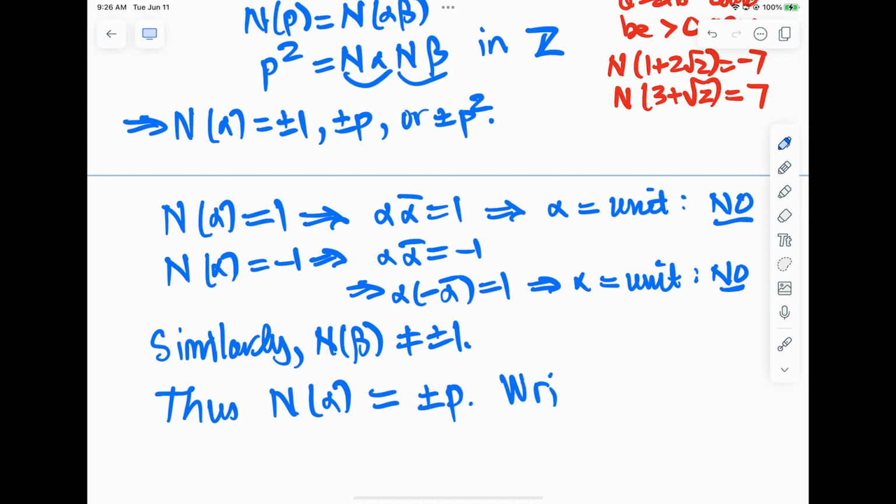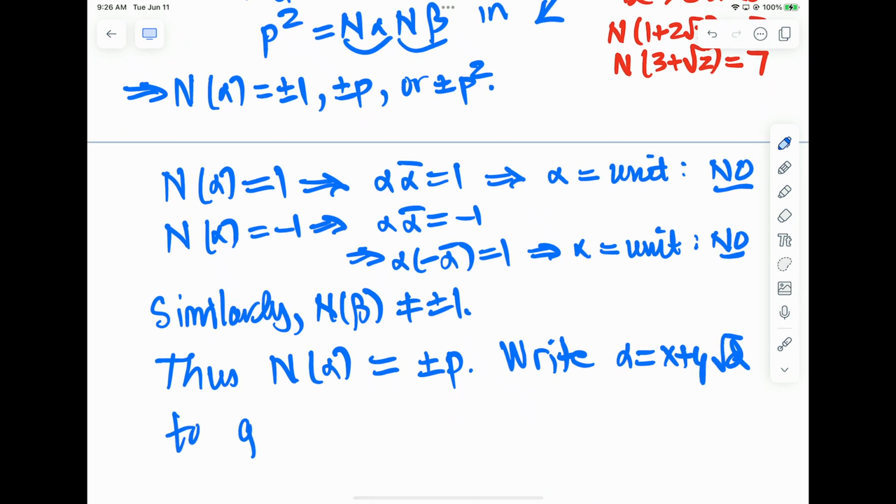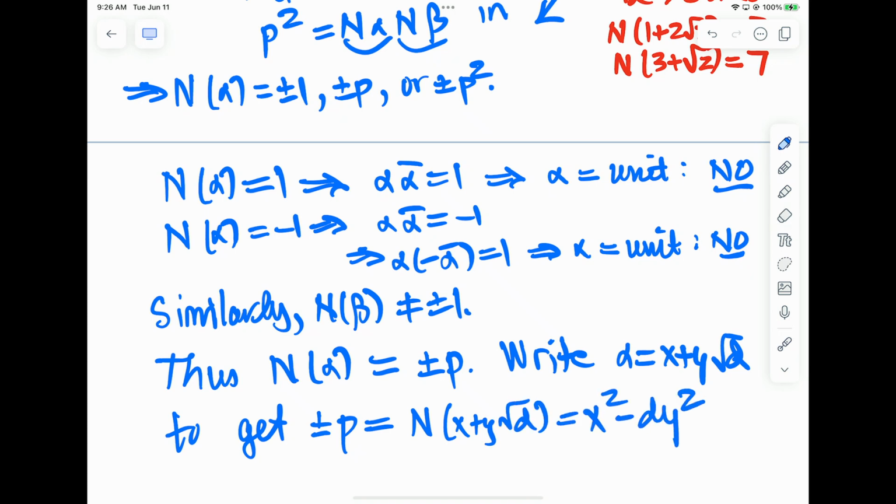And so then you just write alpha as x plus y root d, since plus or minus p is a norm. One of these numbers, we don't know which, is a norm, and so then we get x squared minus dy squared, and that's exactly what we wanted. We wanted to have one of those, plus or minus p, as this expression, okay?